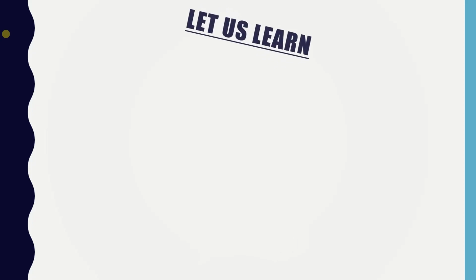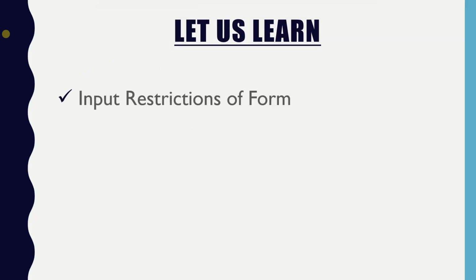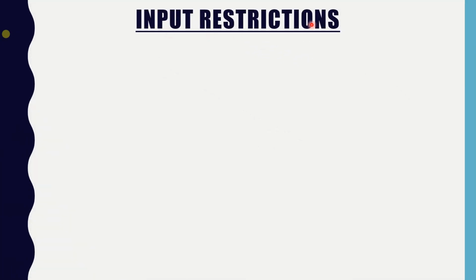In this chapter, we will learn input restrictions of form and meta tag. Now, what is an input restriction? Input restriction means restrictions given to the user while entering the form. For example, while entering a name, a format is given, that the name should be in this format only, such as last name, then first name, then middle name. So this is one type of restriction.